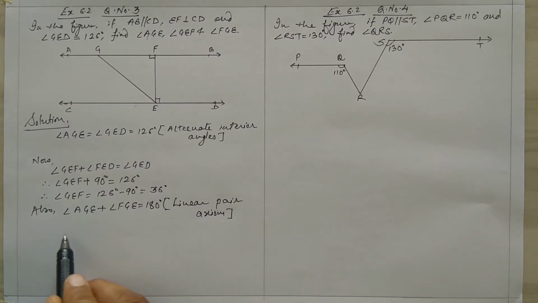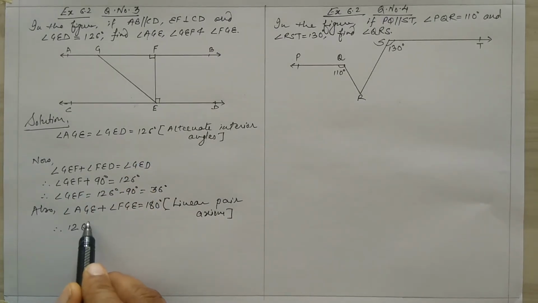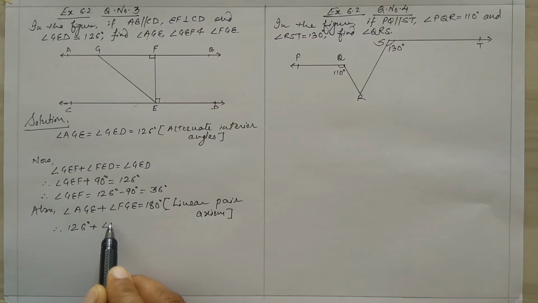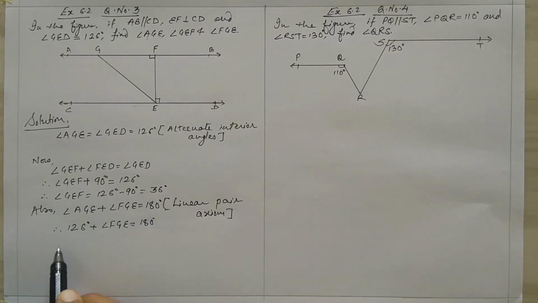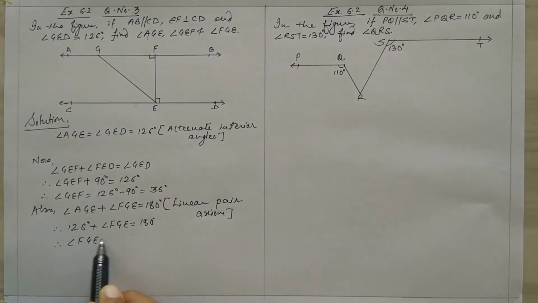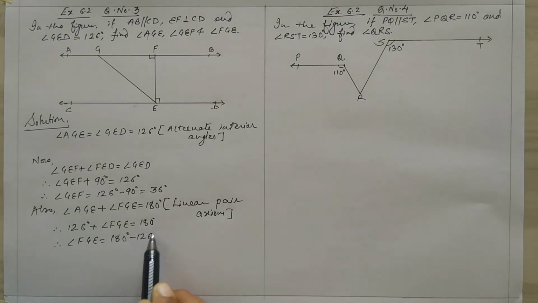So what is AGE? AGE is 126 degrees, plus FGE. FGE we want to calculate is equal to 180 degrees. So therefore angle FGE is equal to 180 degrees minus 126 degrees, and that is 54 degrees.